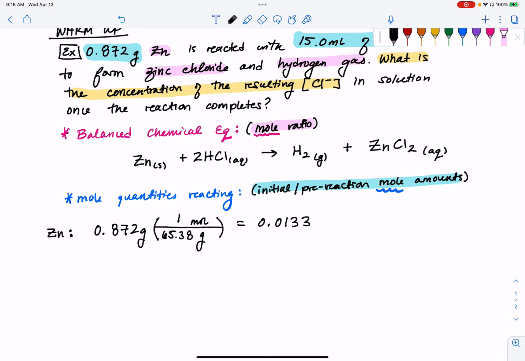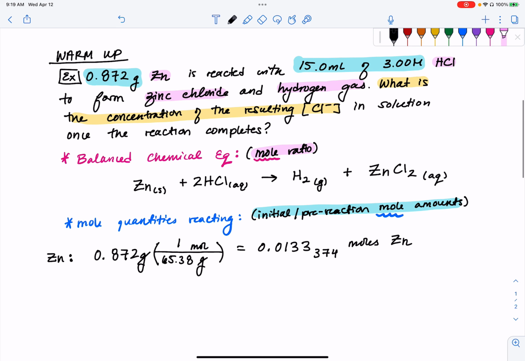0.0133, and then that is my 3 sig figs required, but I'm going to carry my 374 for my calculations in the future. Units cancel, and this gives me moles, and I'm going to label moles of what, because now in chemical reactions we got a bunch of different things happening. So this is moles of zinc.